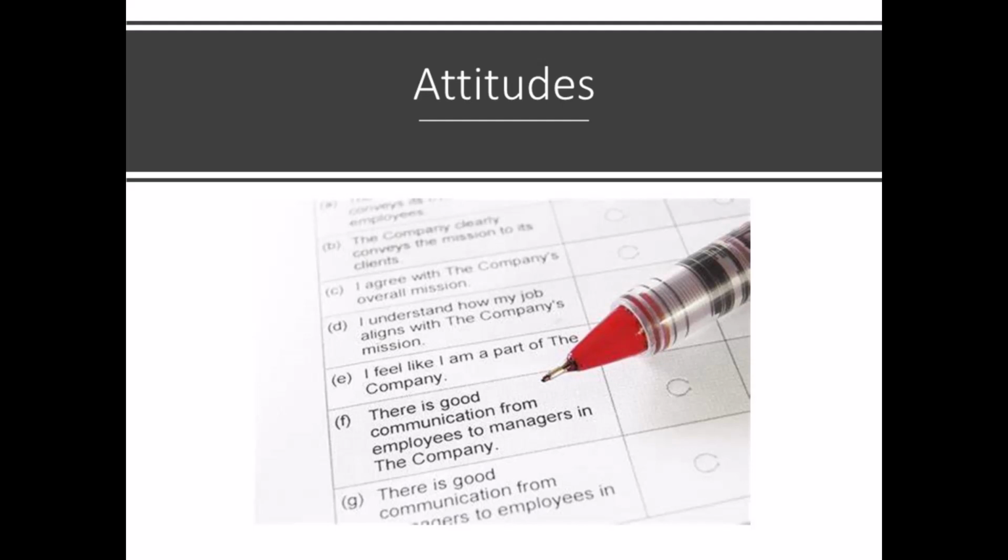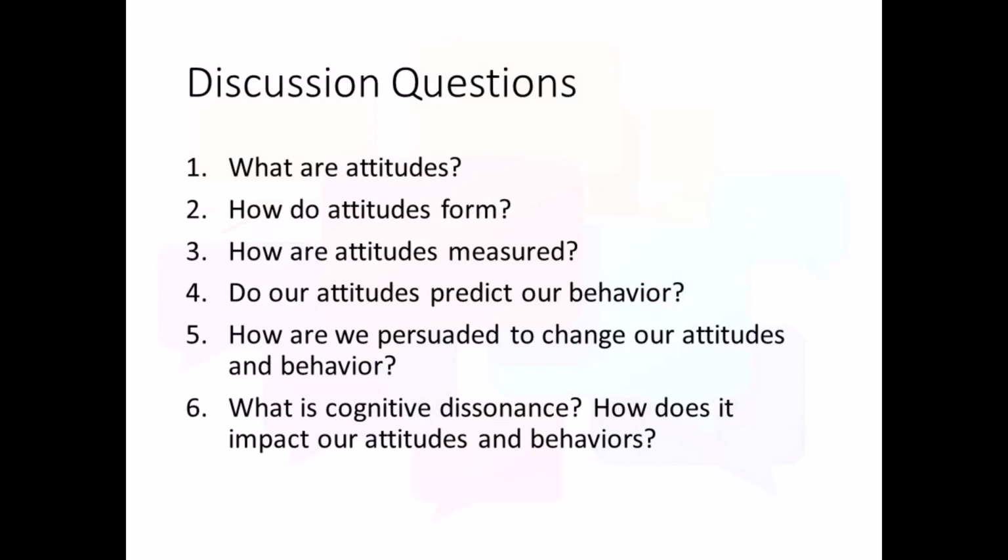In this lecture, we're going to focus on attitudes. You'll be somewhat familiar with this topic because we covered some aspects of it in the previous lecture. In this series of videos, we'll define attitudes, describe how they form and how they're measured, and explore how they affect our behaviors. We'll also examine effective persuasion techniques and the concept of cognitive dissonance. You'll build on this information when you study social influence in the next lecture.